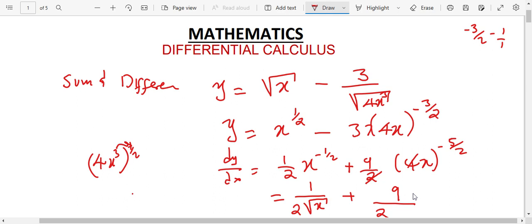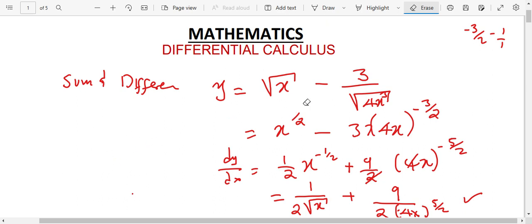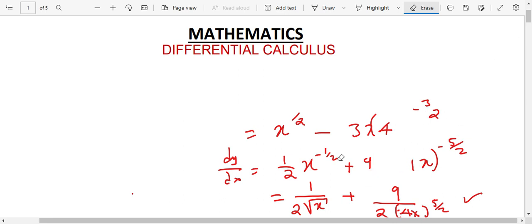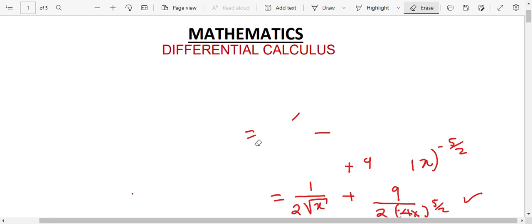And then this thing, when it goes in the denominator, becomes now 4x to the power 5 over 2. Okay, so this is going to be it. Of course, we can simplify it more than that if we want, but we're able to end there. So that's basically the sum and difference rule. The other one we need to know is the chain rule. We can also refer to it as the power rule.